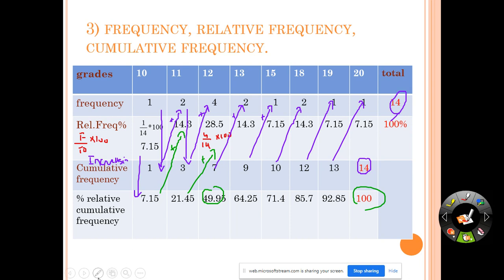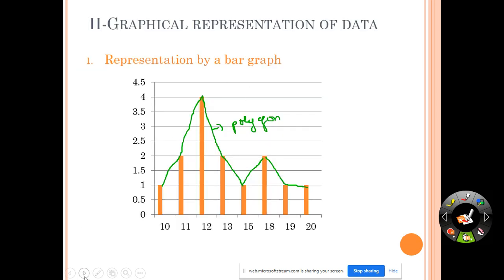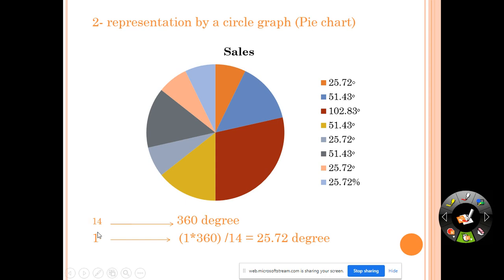Okay, 2 got 11. It means I need to know the angle. So I need to do the same: 14 is 360 degrees. Okay, 2 students, how much? I do 2 times 360 divided by 14. It gives me 51.43, and then I go on to draw the pie chart, the circle graph. Okay, it's very simple, guys. Really, it's very easy.